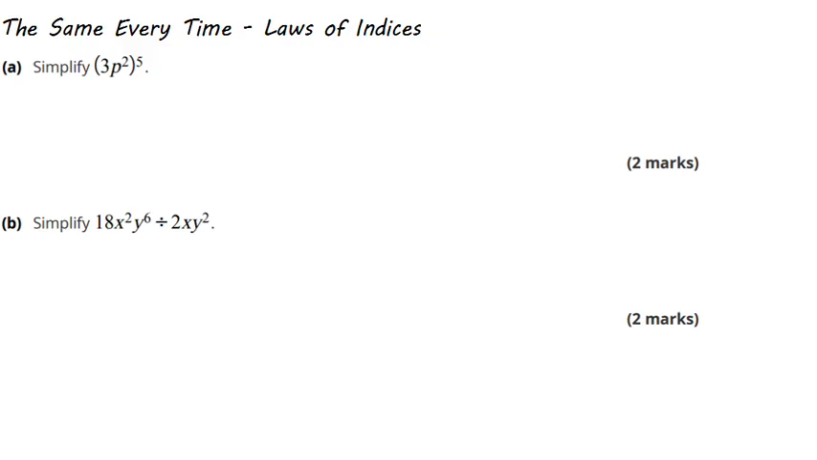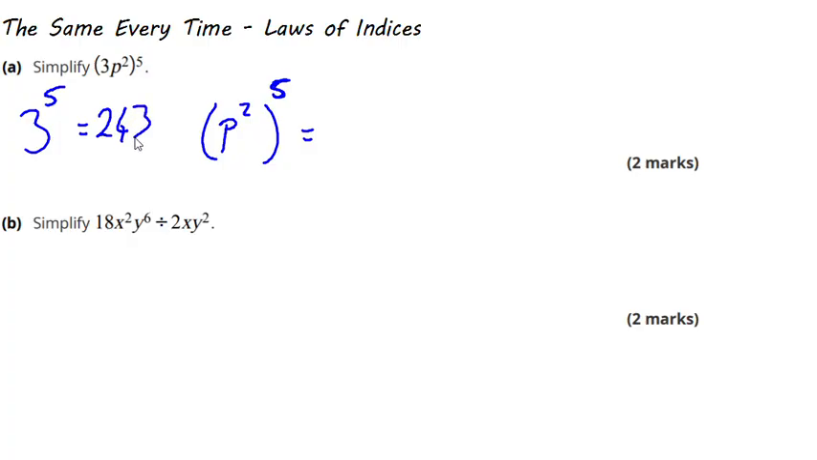Here we go. Now (3p squared) to the power 5. This has two parts in it. We need to do 3 to the power 5, and then the other part is p squared to the power 5. Everything in the bracket needs to be power 5. So on my calculator, 3 power button 5, 3 to the power 5. Check you can get the same answers as me.